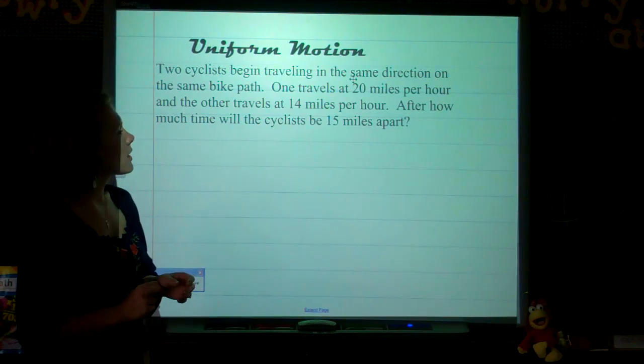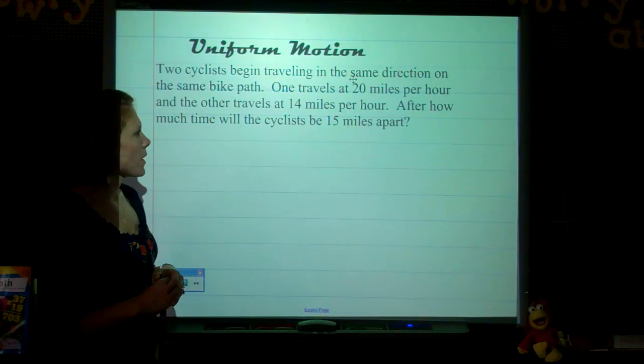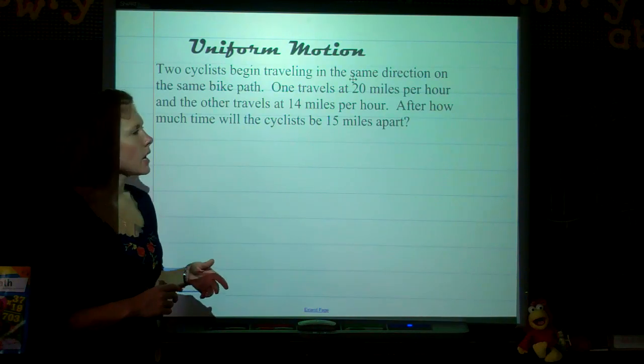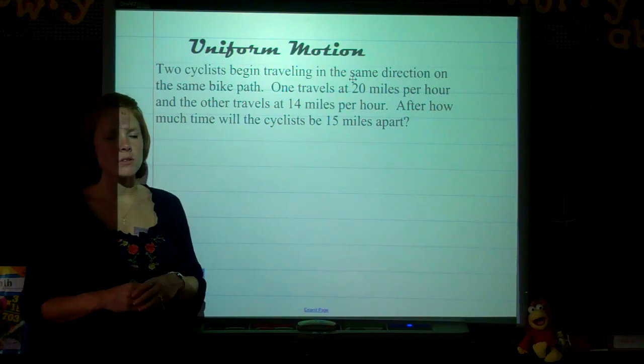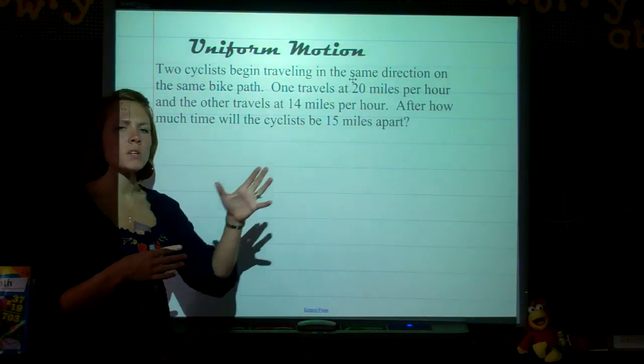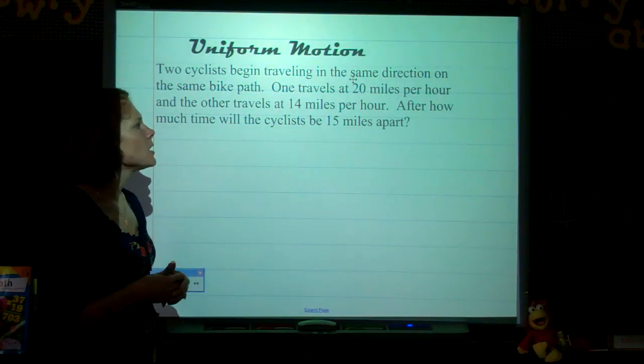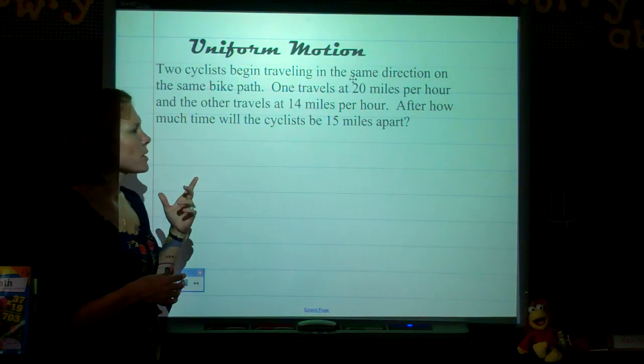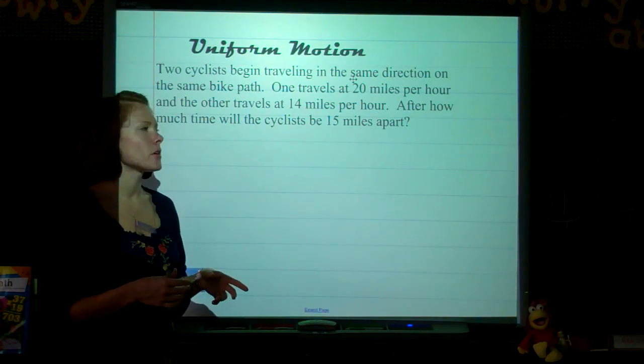Two cyclists begin traveling in the same direction on the same bike path. One travels at 20 miles an hour, the other at 14 miles an hour. So if they're starting at the same place, they're never going to catch up with each other. One's just going to continue to get further ahead. So after how much time will they be 15 miles apart?